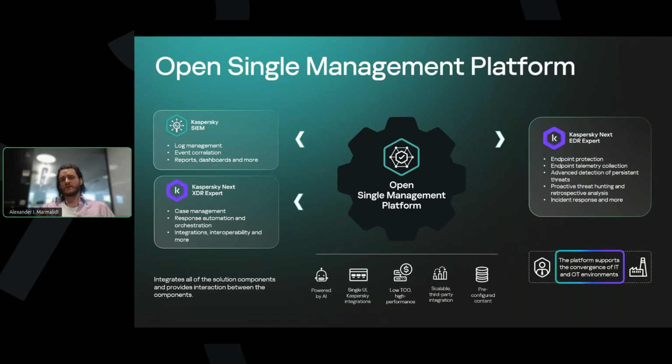Then, of course, it's a single user interface with Kaspersky and third-party integrations. It has very rich out-of-the-box content, and the platform actually supports the convergence of IT and OT environments. So, if an industrial customer has KICS for Networks, KICS for Nodes, and KICS in general, they can send that data and information to Open Single Management Platform. And if a customer has Kaspersky Next XDR Expert, for example, they would be able to correlate information from across the environments, and they would be able to have a view of assets across both environments. So very convenient connecting those two worlds.